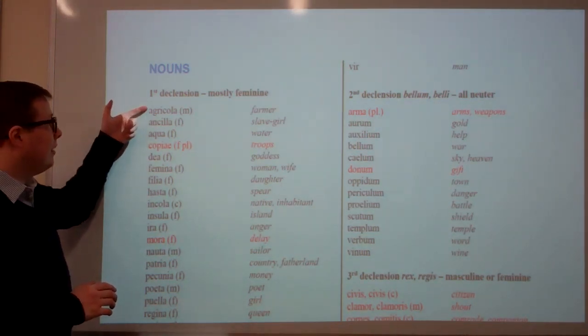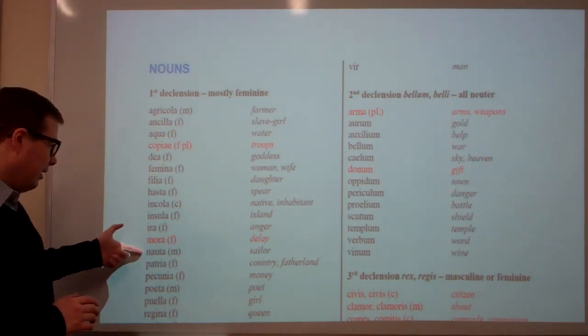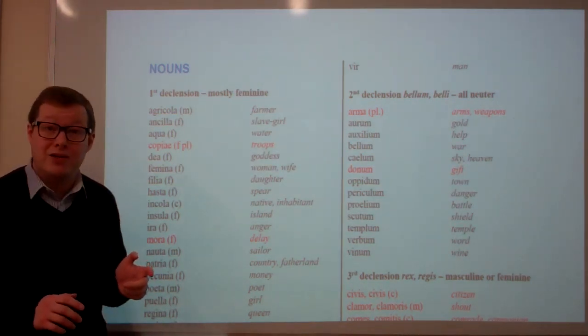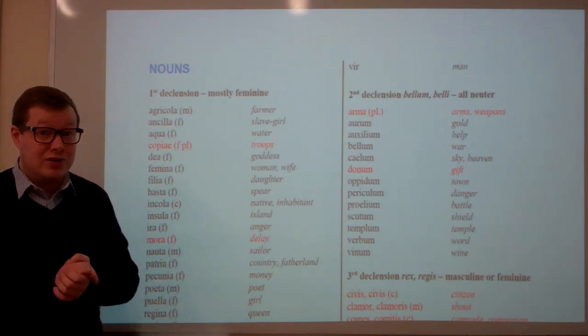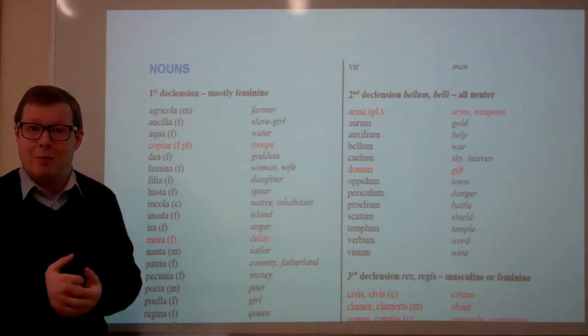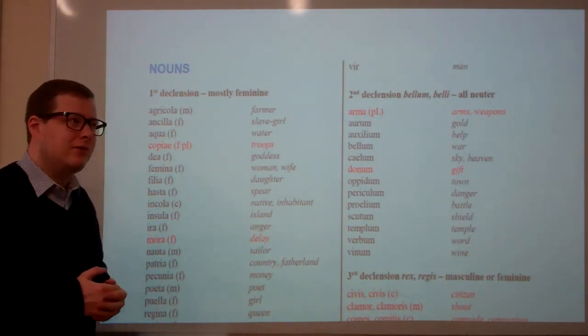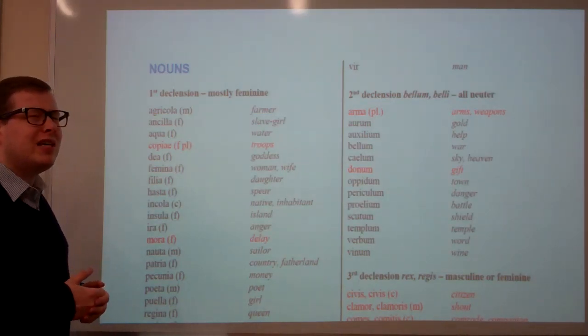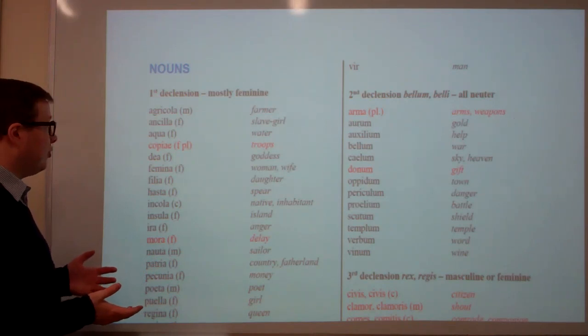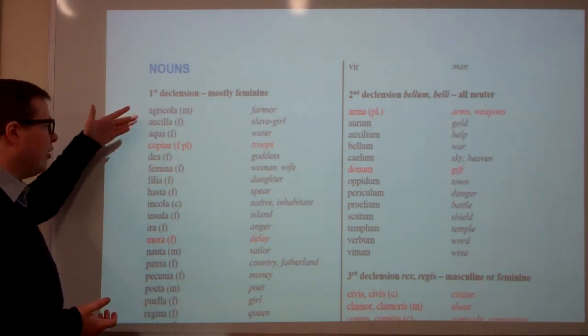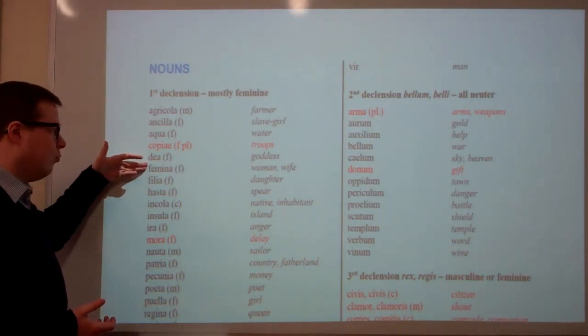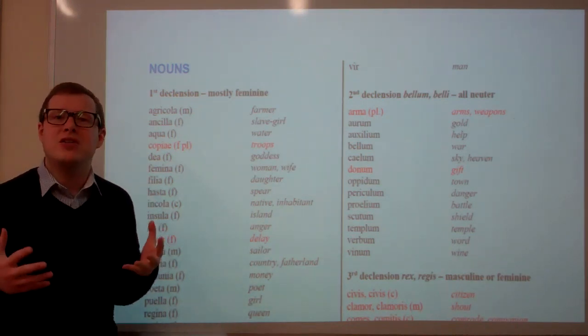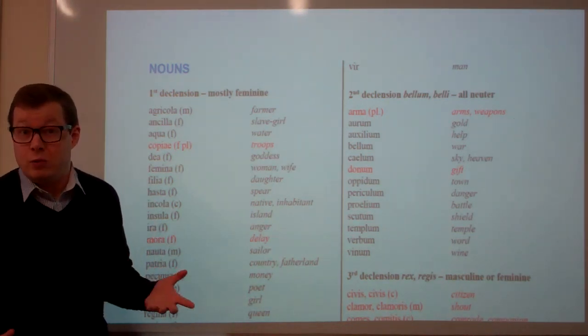Agricola, a farmer, nauta, a sailor, and poeta, a poet, are all masculine because I'm afraid the Romans considered those to be masculine or male roles. But the rest of the time, nouns ending in a are feminine. We can see that some of the time this is logical. So, ancilla, a slave girl, dea, a goddess, femina, woman, filia, daughter. It makes sense that those are feminine because they're women.